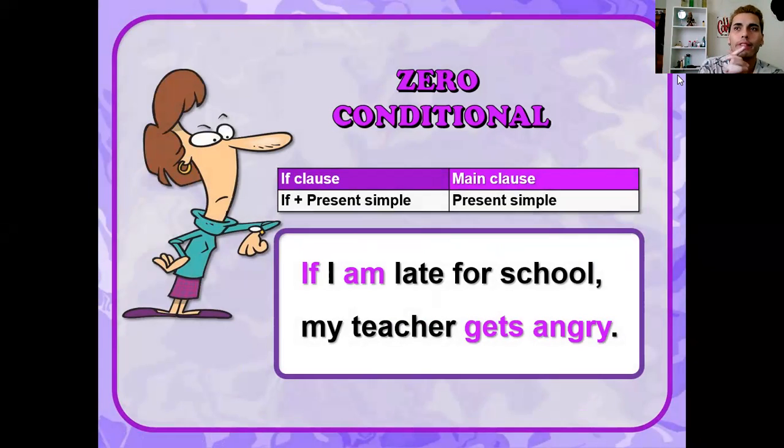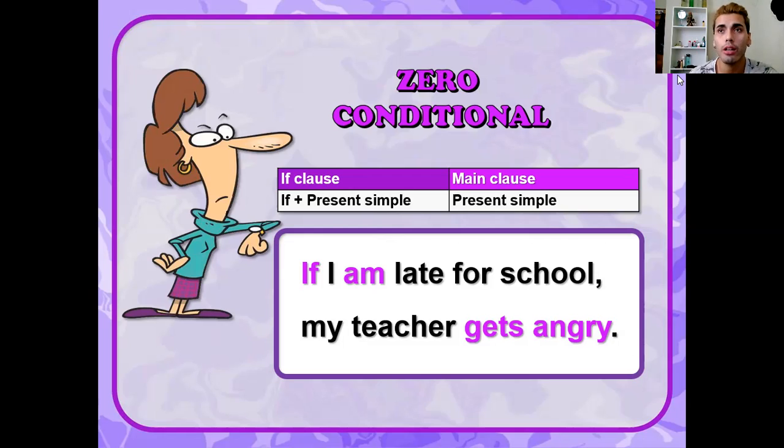For example, we have the zero conditional, which is the first conditional we're going to be talking about today. It's not the first conditional, the one we're going to be talking about, because zero comes before first. So it makes sense that we should talk about this one first. So zero conditional, what is it and how does it work? The zero conditional has two clauses, just as every single conditional we're going to be talking about today.